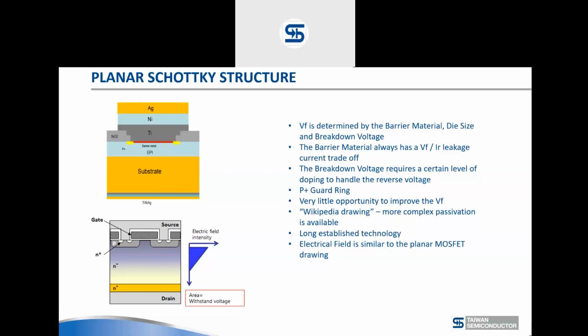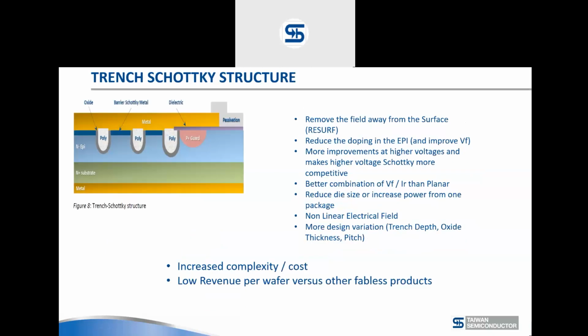So what we're looking at again is this electrical field, and the analogy is there. Also in a planar MOSFET, you want to move away to either super junction structures, or in the case of low voltage, to split gate technology, to get the field away from the surface and to reduce the resistivity of the epitaxial layer to get the VF or the RDS improved. That's what we're doing in a trench Schottky structure. We're making the field what they call non-linear. So you move it away from the surface, maybe to the bottom of the poly. We'll talk about that in detail later on.